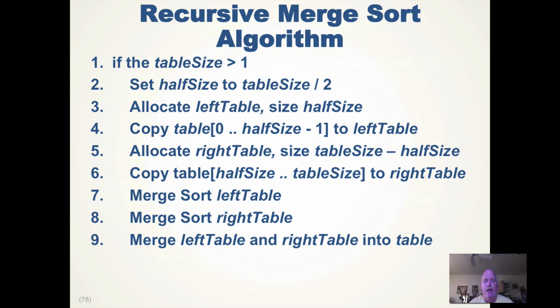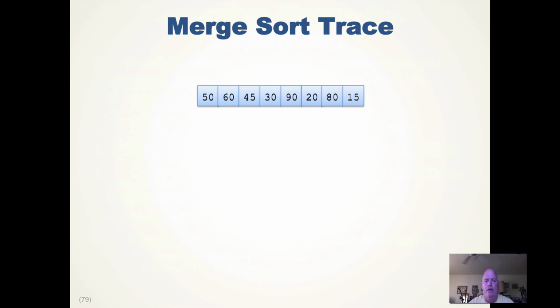So here's the algorithm for a recursive merge sort. If the table size is greater than 1, that means you have more than one item. You calculate what the half size is. You allocate another array of the right size and copy the values in there, you allocate the right array and copy the values, then you merge sort the left and merge sort the right. Once those are sorted, you can then merge the left and the right back into the original table, and you have a sorted array. So let's do a merge sort on this array.